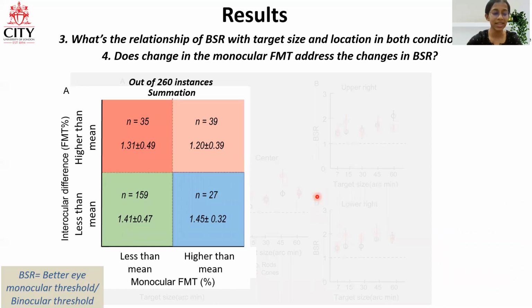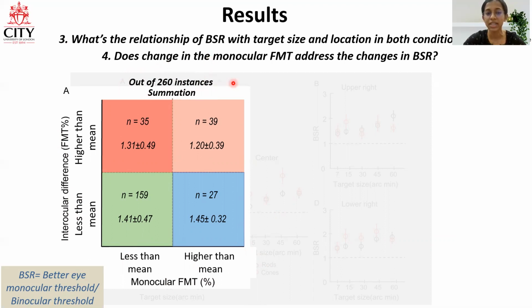So in order to answer this systematically, we constructed a 2x2 contingency matrix where we used 2 important factors. One is the interocular difference in FMT and the other one is the monocular FMT. And we took a cutoff at the mean for both the variables, less than the mean and higher than the mean. In other words, the interocular difference when it was smaller and higher, and the monocular FMT when it was smaller and higher, in all these 13 subjects are plotted. So these 260 instances were the total number of instances that these subjects had.